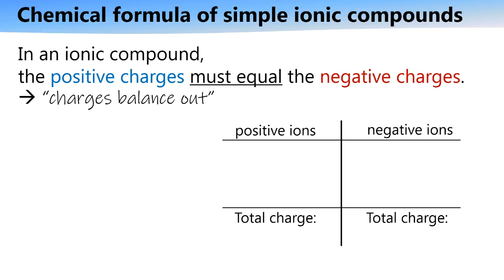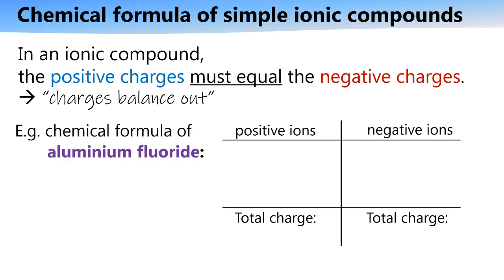Okay, one more example. Aluminium fluoride. If you look at aluminium in the periodic table, it will be in group 3. So aluminium is 3 plus. And fluoride comes from fluorine, which is in group 7. So it's -1. So in this case, we have a total charge of +3 on the positive ion side and -1 on the negative ion side.